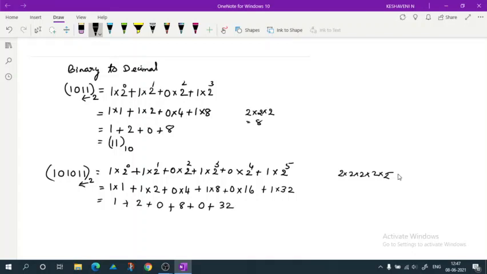If you add all these, 32 plus 8, 40, 40 plus 2, 42 plus 1, 43. 43 in decimal. Therefore 101011 is equivalent to 43 in decimal. Next I will consider the next example.